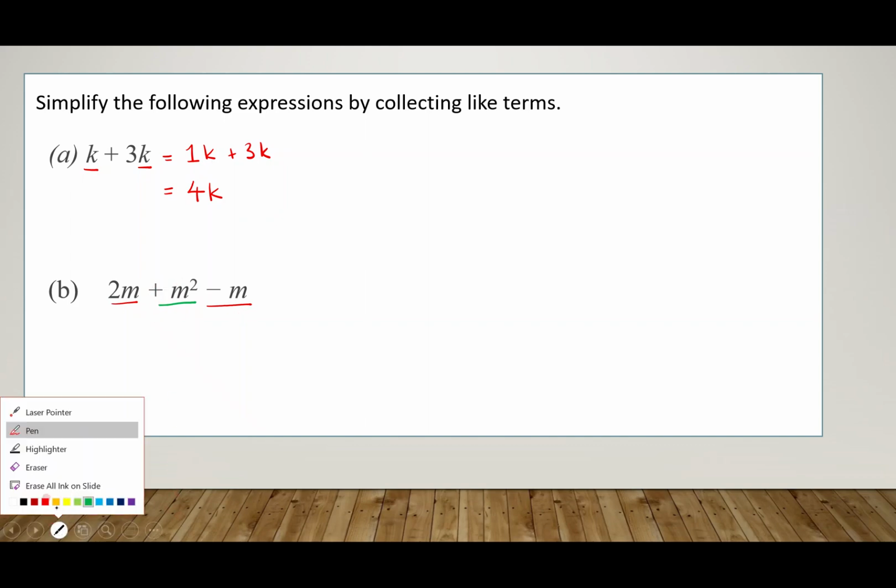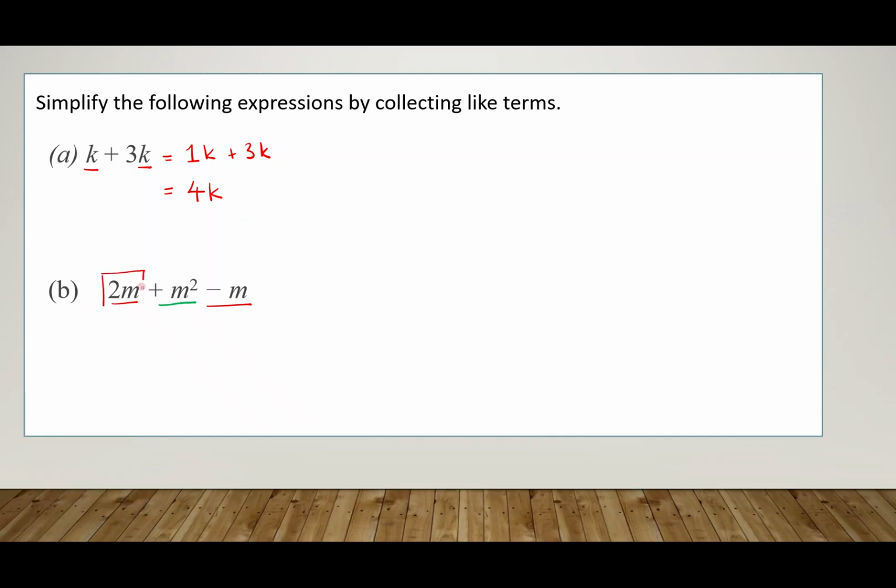Now, we also need to watch out for negatives. So what I quite like to do is circle or square around my terms, and I include the sign that is in front of each of the terms. And you'll notice I'm using a different colour for my two different types of terms. So I've squared my m's in red and my m squareds in green.